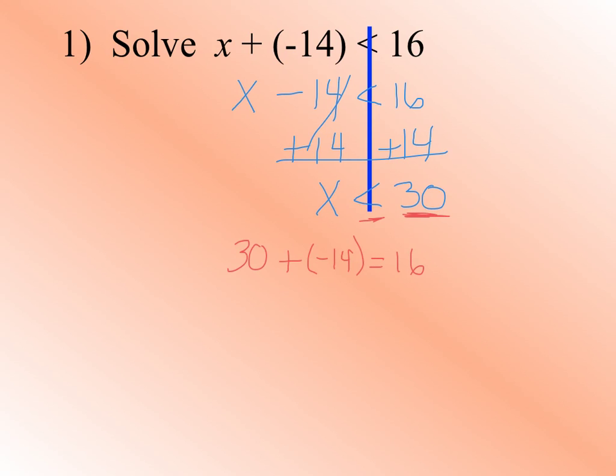So 30 plus negative 14 is 16, and 16 equals 16. So I now know 30 is the right number. Next thing I'm going to do is pick something, since my answer says that x is only things that are less than 30. I'm going to pick a number less than 30, like 0.